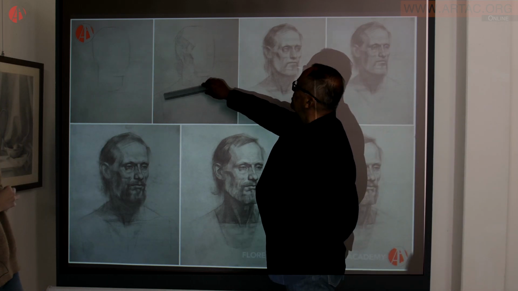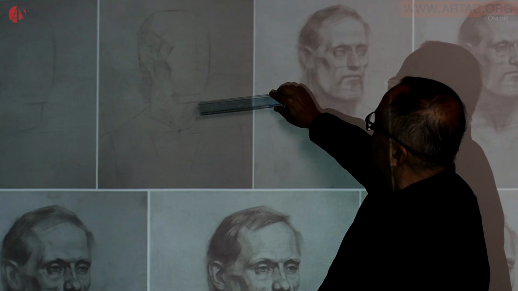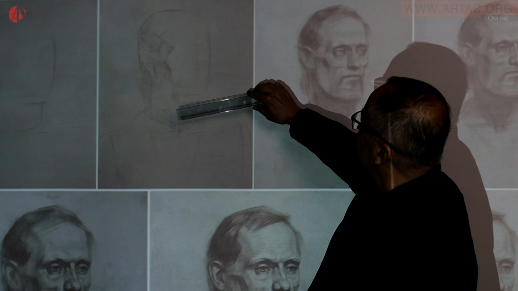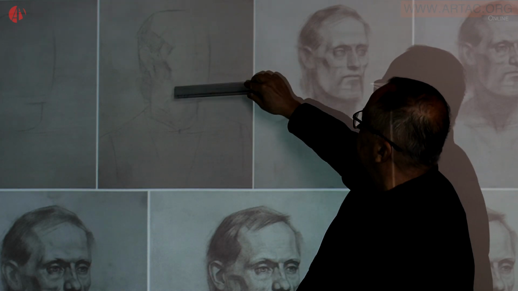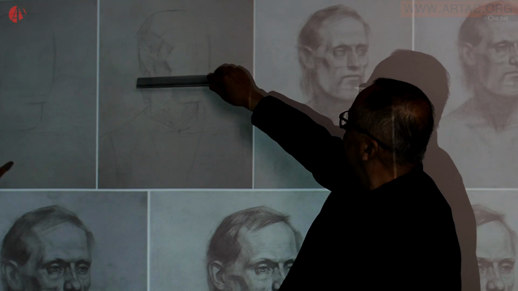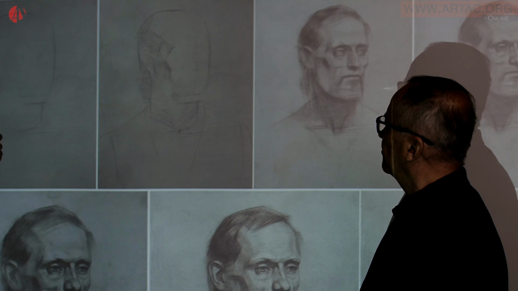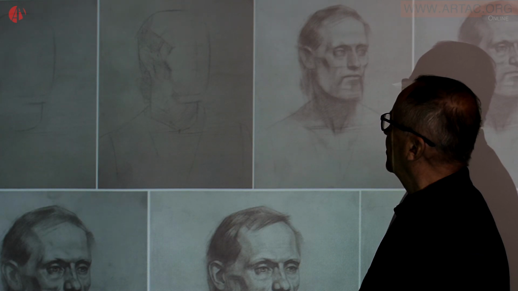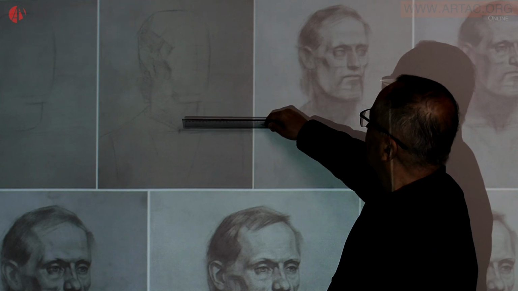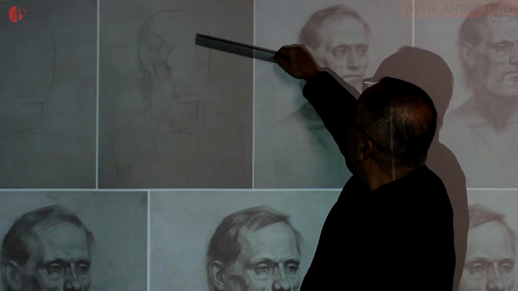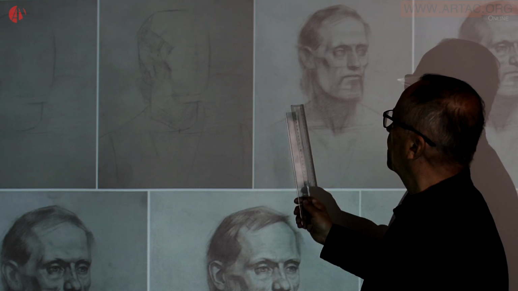So once we've marked this, then next step would be starting to establish the main shadow, the big shadow. Then we have already first hints of the constructive lines.